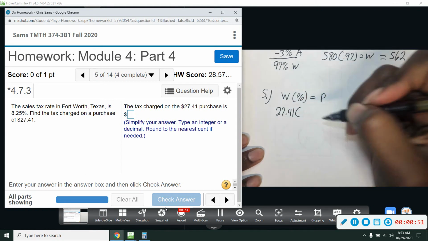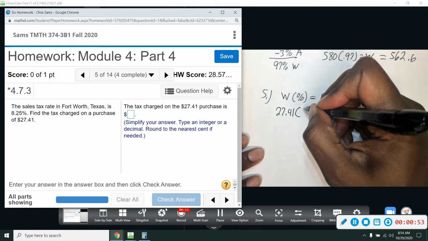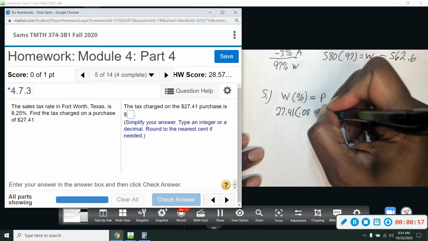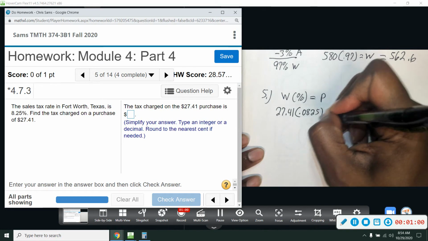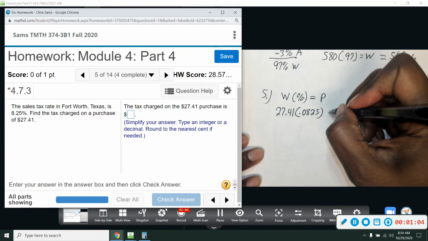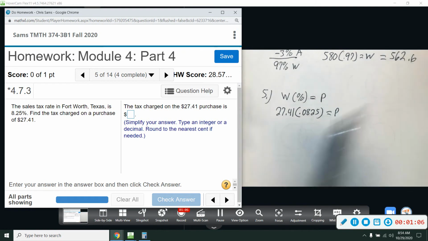We're going to multiply that amount times 8.25%, or as a decimal, it's going to be 0.0825. Just moving that decimal 2 times to the left. And that's going to give us the amount of tax that is charged.